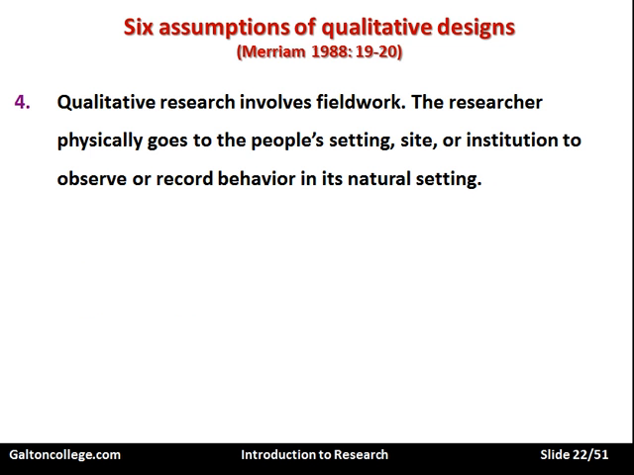Qualitative research involves fieldwork. The researcher physically goes to the people's setting, the site or the institution, to observe or record behaviour in its natural setting. So the researcher goes out into the fieldwork. The respondents, generally speaking, do not go to the researcher's office. The researcher goes to the people. It's qualitative. They are taking into account all the variables, the person's responses, the setting in which the responses were given. All of the factors should be taken into account.